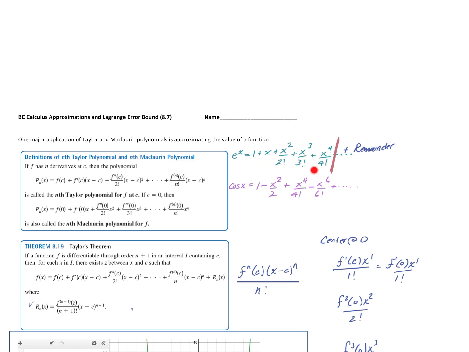So how are we going to generate this? You can see somewhat of a pattern to it. We have x squared over 2 factorial, x cubed over 3 factorial, x to the 4th over 4 factorial, and so forth and so on. So this all has to do with taking derivatives.